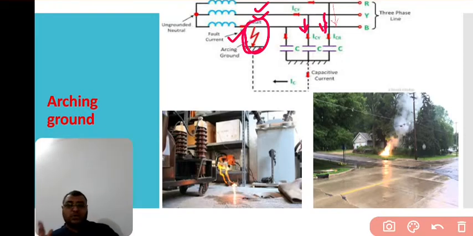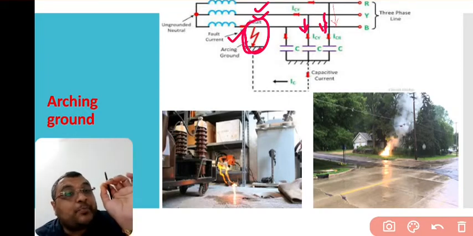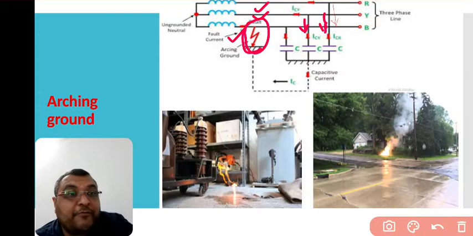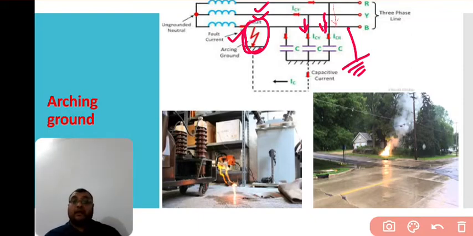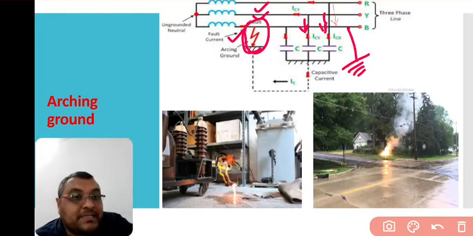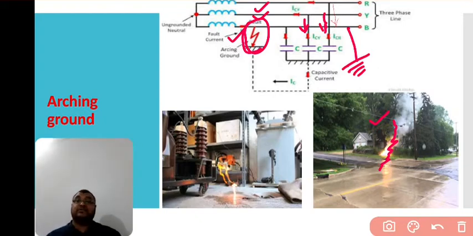You can also say that arcing ground is a surge which is produced if the neutral is not connected to the earth. As I also told you, if your system neutral is not connected to the earth, then arcing ground will happen. When an earth fault occurs on any phase, a capacitive fault current flows into the earth. If fault occurs in that phase, that capacitive current flows into the earth and an arc is produced.